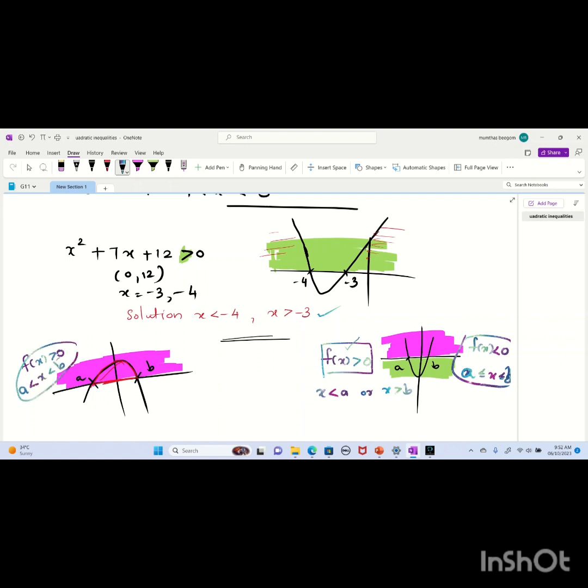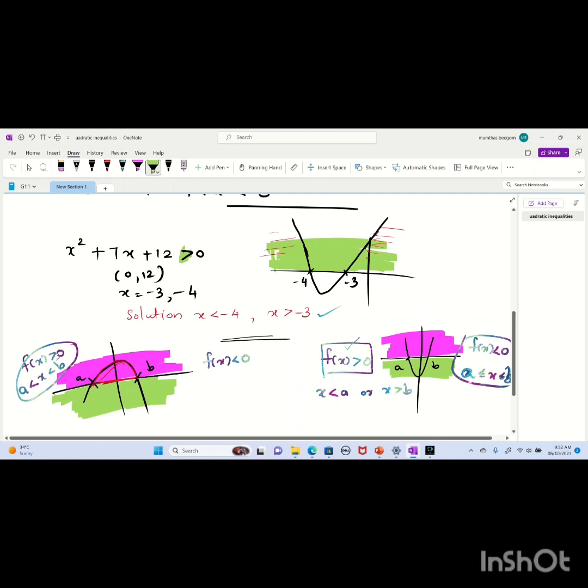Okay? And if the function is less than 0, the less than 0 part is here. And in this part, which part of the curve is coming here? We have this part of the curve. See, this part and this part come in the less than 0 part. So this happens before A and after B. So we say the solution is x less than A or x greater than B.